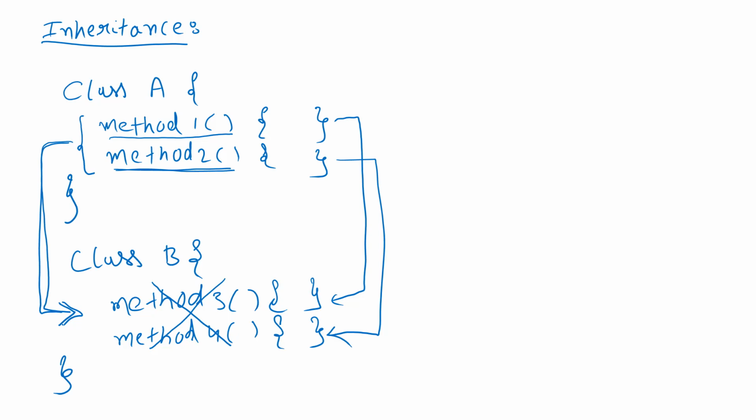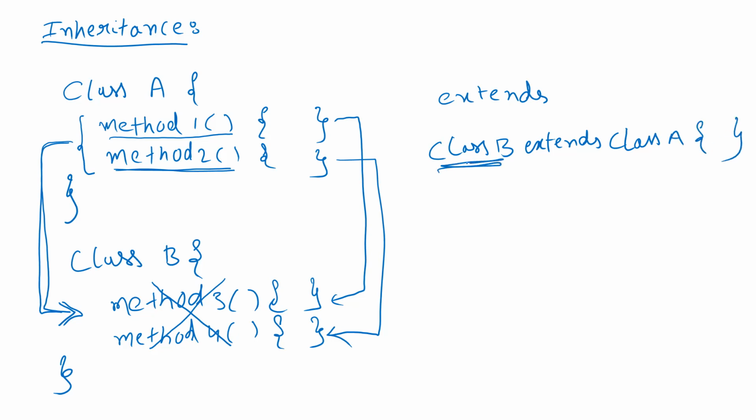In order to achieve inheritance, we use a keyword called extends. That means we do it like class B extends class A. So now class B gets all the properties and methods of class A, so that by creating the object of class B, we can directly call the properties, that means variables, and functionalities, that means methods of class A. And this is called inheritance.